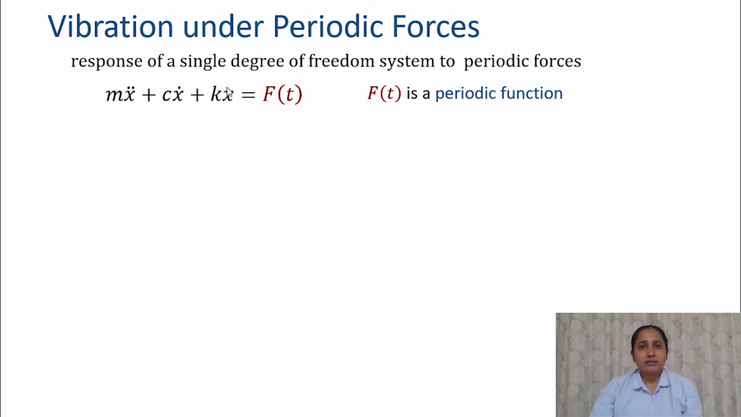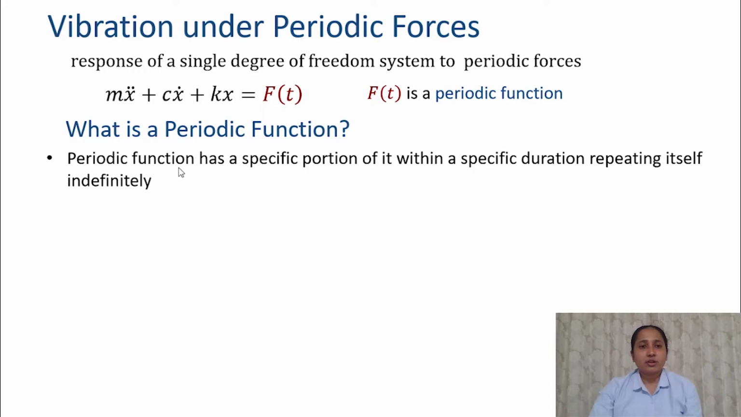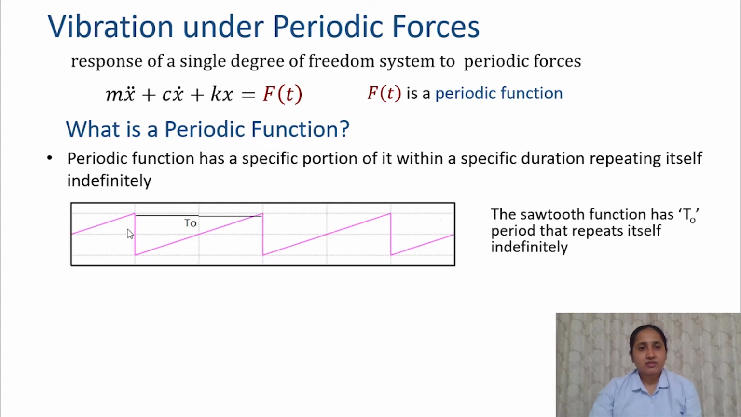So in this case, the single degree of freedom system is acted upon by a force which is a periodic function in time. So what is a periodic function? We can say a periodic function has a specific portion of it within a specific duration repeating itself indefinitely. So we'll understand this using an example. This is an example of a periodic function.